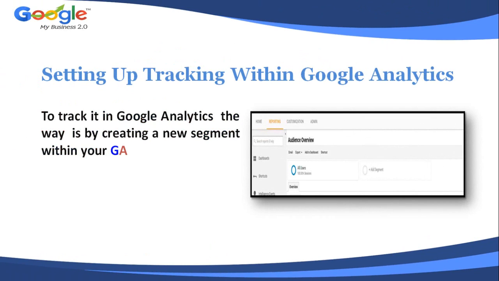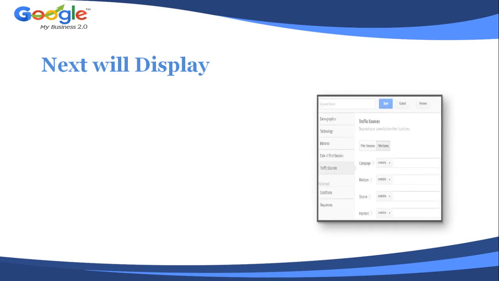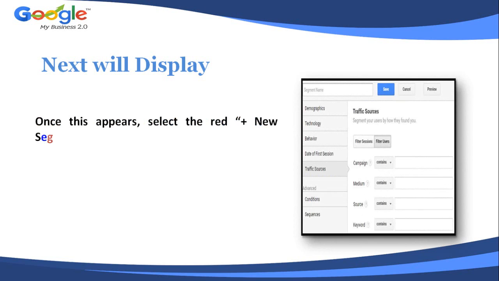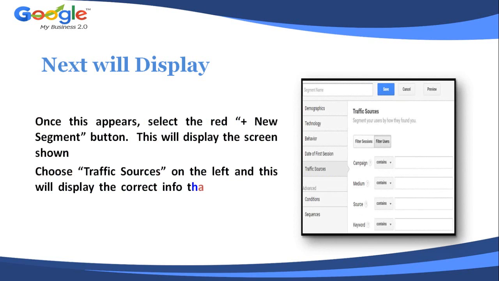Setting up tracking within Google Analytics. To track it in Google Analytics, the way is by creating a new segment within your GA property. To create a new segment, you simply click Add New Segment. Next will display. Once this appears, select the red plus New Segment button. This will display the screen shown. Choose Traffic Source on the left, and this will display the correct info that needs to be filled out.